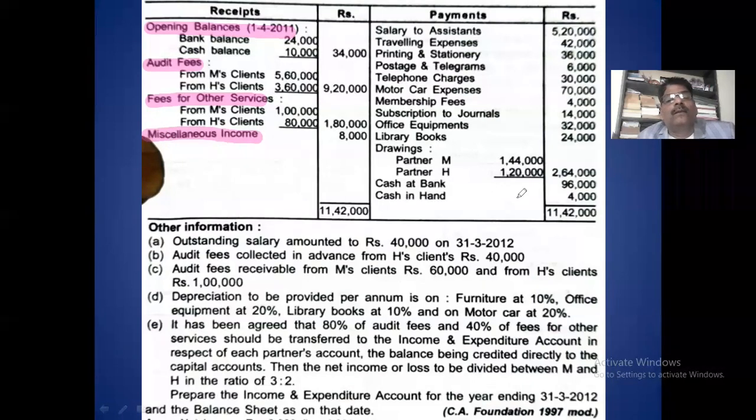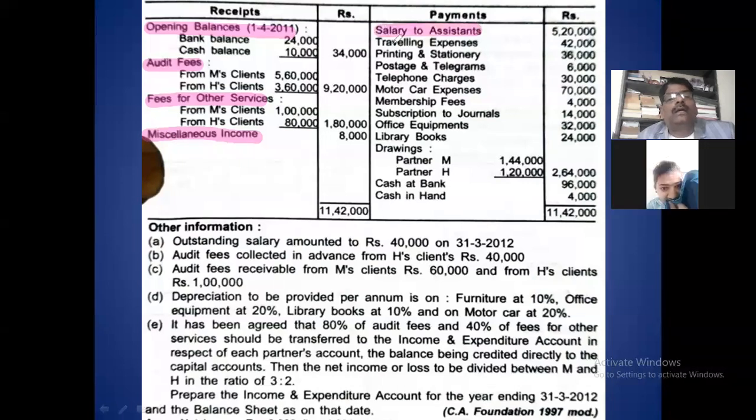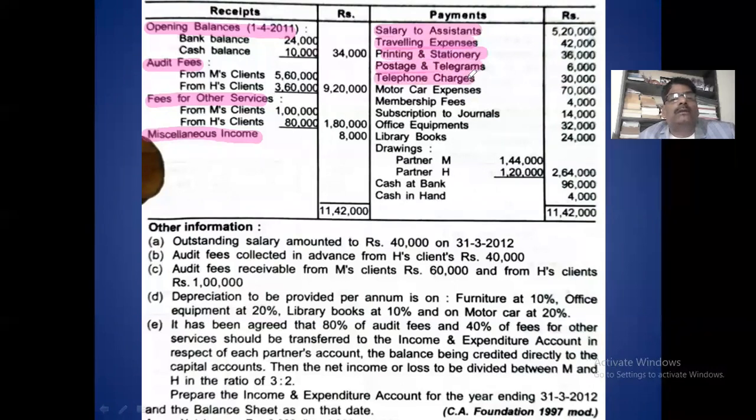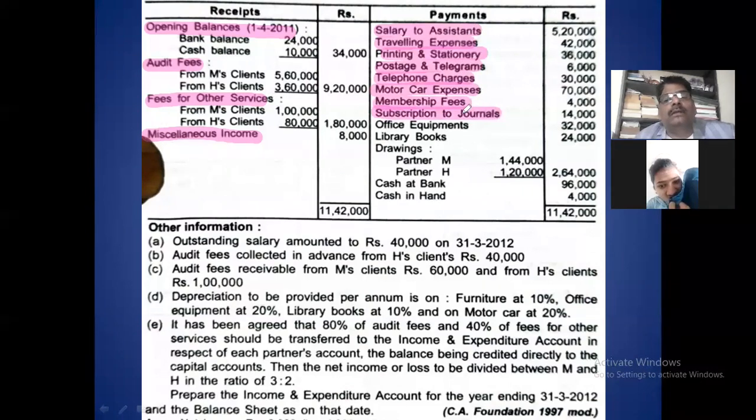Okay. Then next come to the payment side. Salary is an expense. Traveling expense is an expense. Printing and stationery expense. Postage expense. Telephone expense. Motor car expense. Membership fee expense. Subscription expense. These are the expenses, and they go to the income and expenditure account debit side.